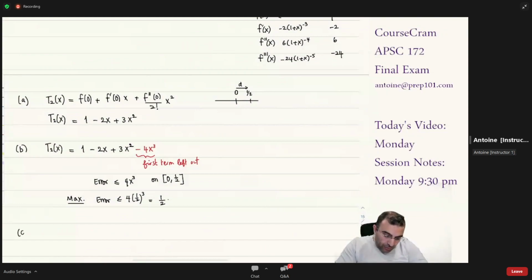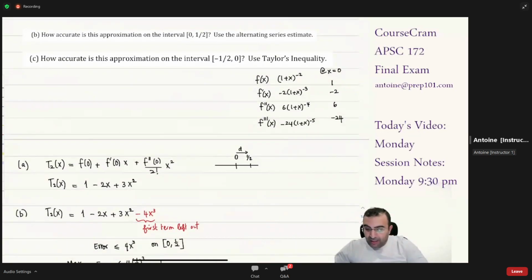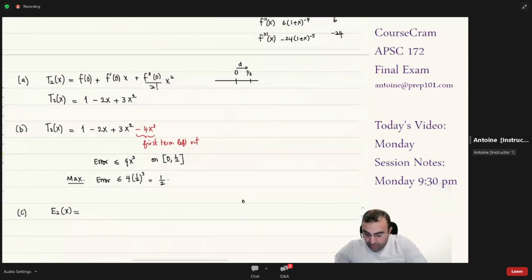Great. How would you use Taylor's inequality? So how would you use E2 of x? And they're saying on the interval minus a half to 0. I'm not sure if they were trying to trick people here, or be cute, or throw students off. So on 0 to minus half, again, the center of convergence is 0. You're saying I'm doing it on the interval 0 to minus a half, so I'm going minus a half away from 0 maximum. So that's my d.